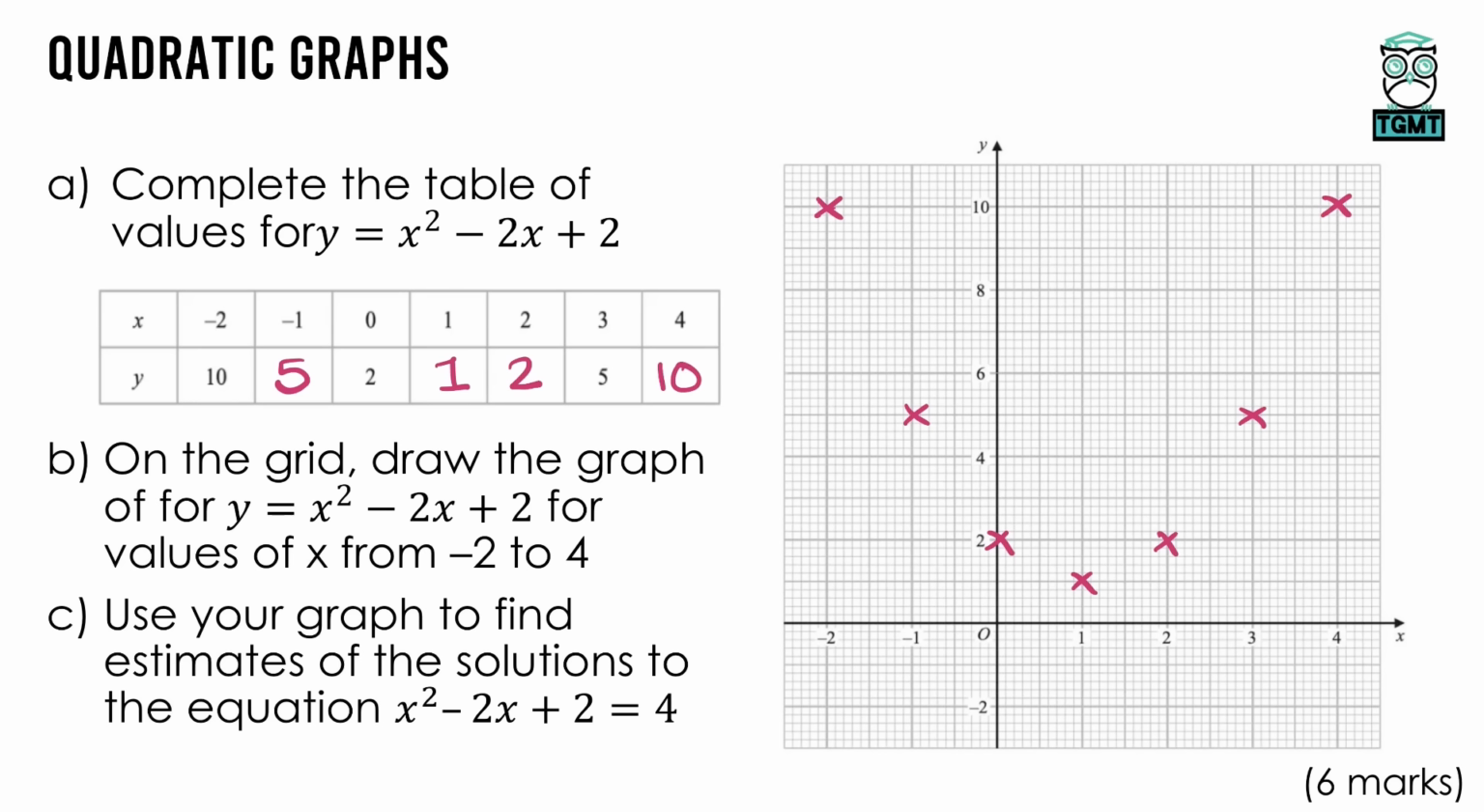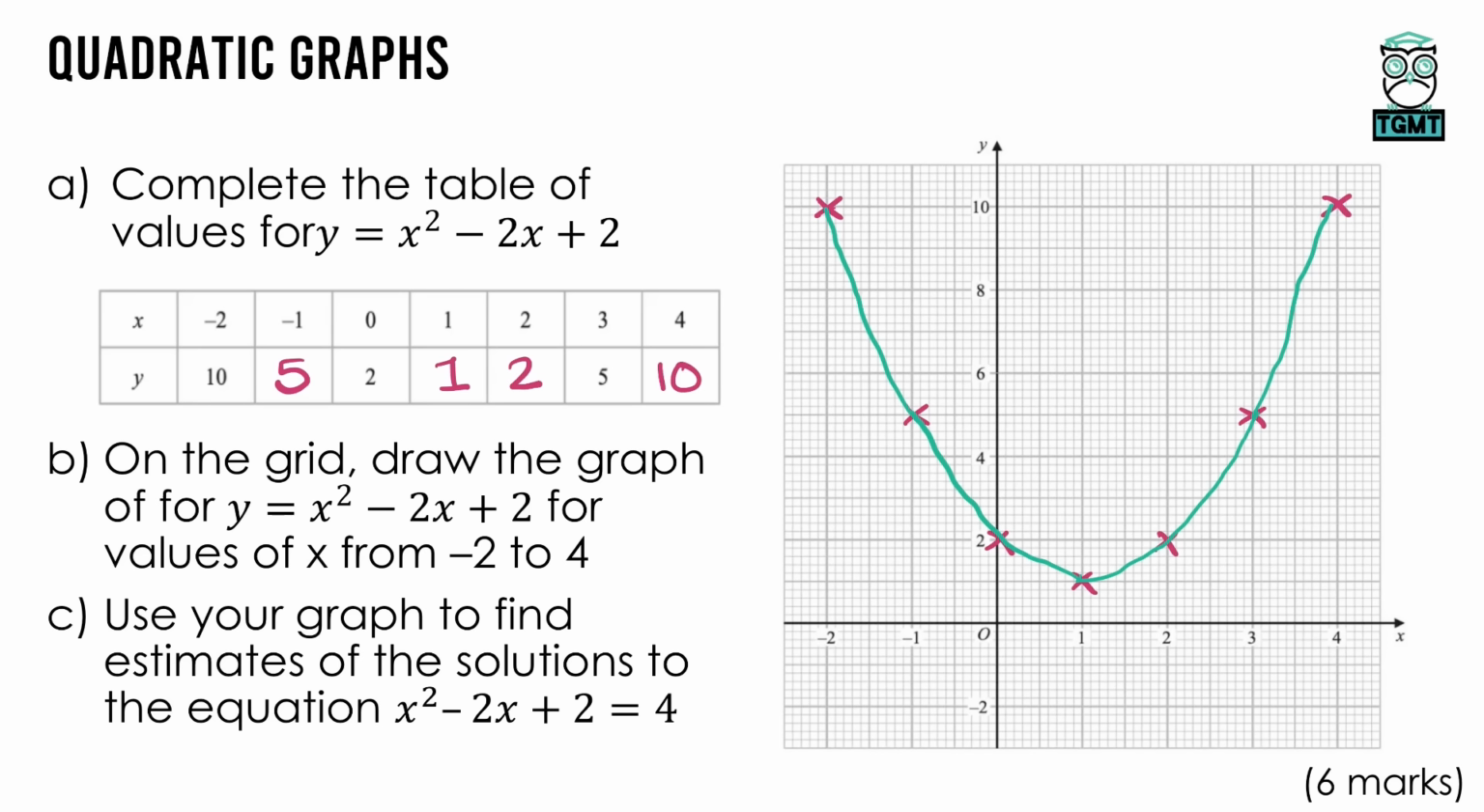Now once you have drawn your points on, we need to connect these using a nice smooth curve. So you need to be really careful and make sure that your line goes through each of these points. And there we go, we'll do this again on the other side, making sure we have a nice smooth U-shaped curve. And there we go, we have plotted the graph.